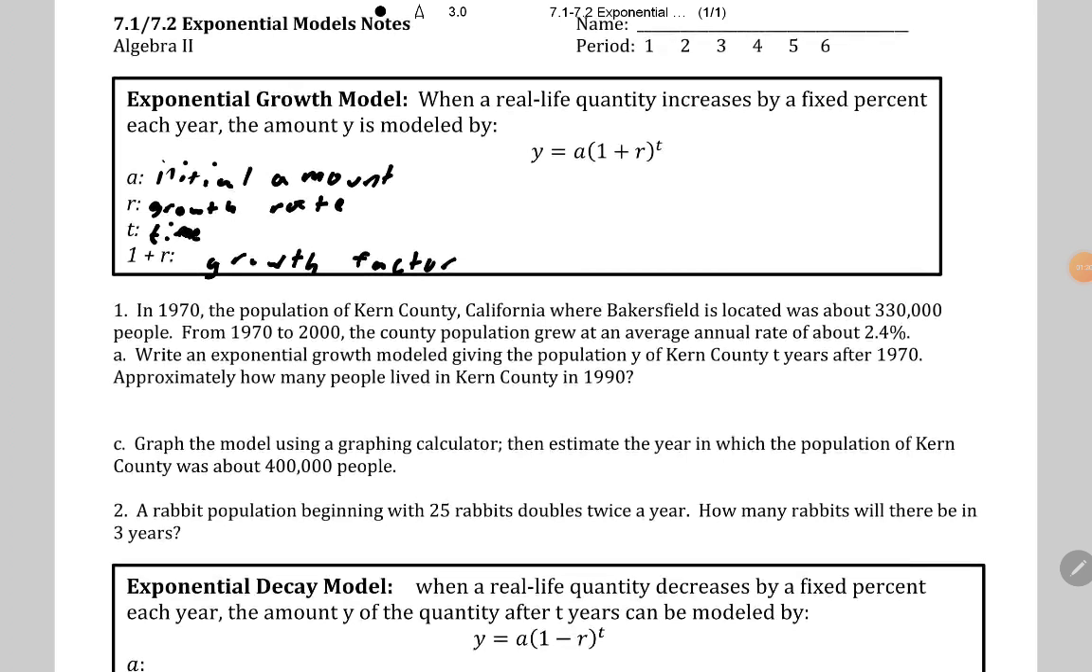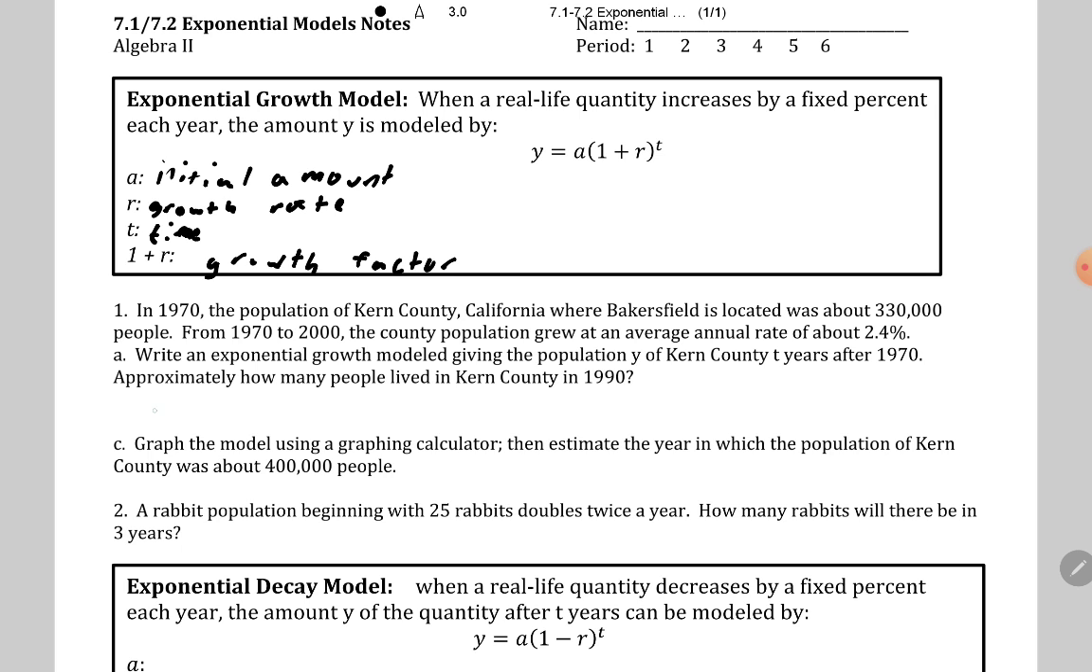Number 1. In 1970, the population of Kern County, California, where Bakersfield is located, was about 330,000 people. From 1970 to 2000, so 30 years, the county population grew at an average annual rate of about 2.4%. Write an exponential growth model giving the population y of Kern County t years after 1970. Then approximate how many people were there in the year 1990.